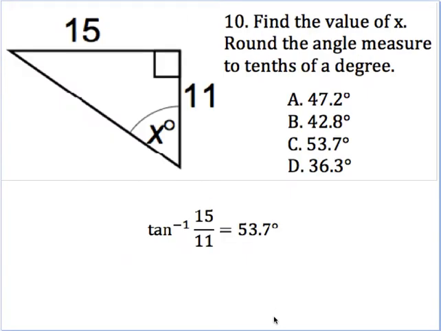Okay. Number 10, find the value of x, round the angle measure to the 10th of degrees. So you have the opposite and you have the adjacent. So that's our SOHCAHTOA. Tangent equals the ratio of the opposite over adjacent. So you set it up, tangent x equals opposite over adjacent. We want to find x, so we're going to do inverse tangent of the fraction, and that's going to give us our x value or our degree angles.